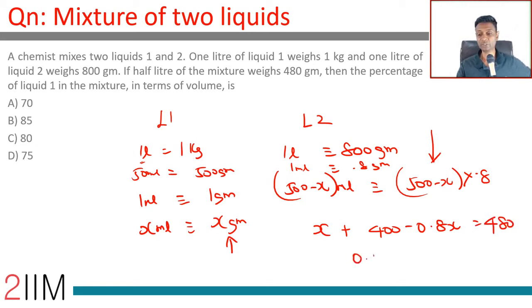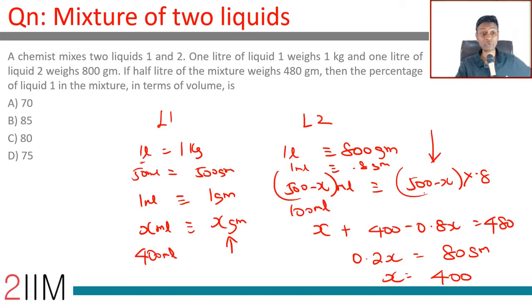x minus 0.8x is 0.2x. 480 minus 400 is 80. So 0.2x is 80 grams, or x is 80 into 5, 400. Wonderful. So now x is 400. We've got this going. So this should have 400 ml of the first one, 100 ml of the second one.